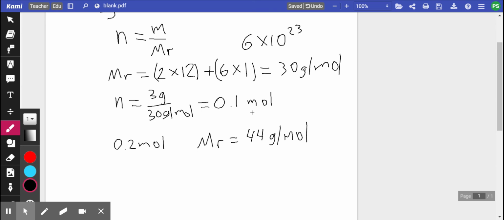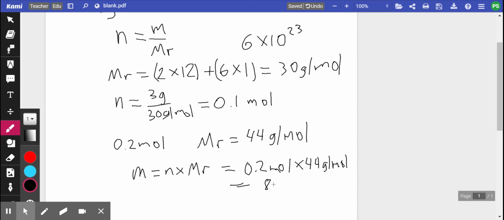Now to find the mass, you rearrange this equation at the top. So mass is moles times Mr. So we have 0.2 moles multiplied by 44 grams per mole. And we end up with 8.8 grams.